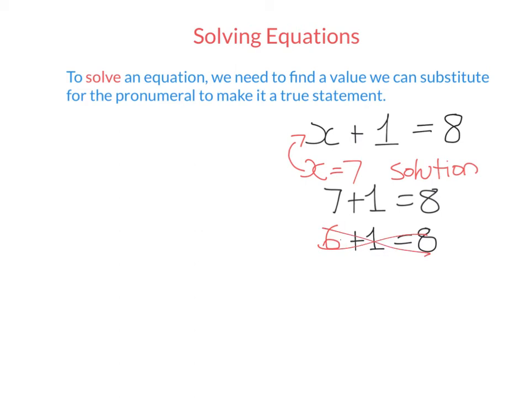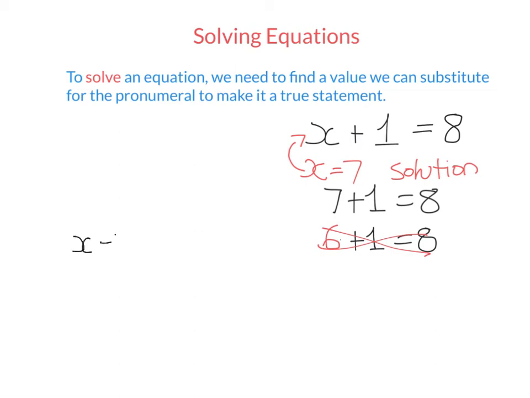So x equals 6 is not a solution because if I change x for 6, I get a statement that is not true. And that's what we're looking for when we're solving equations: a number we can substitute for a pronumeral that will make the statement true. So for many equations, you'll be able to tell the answer off the top of your head.